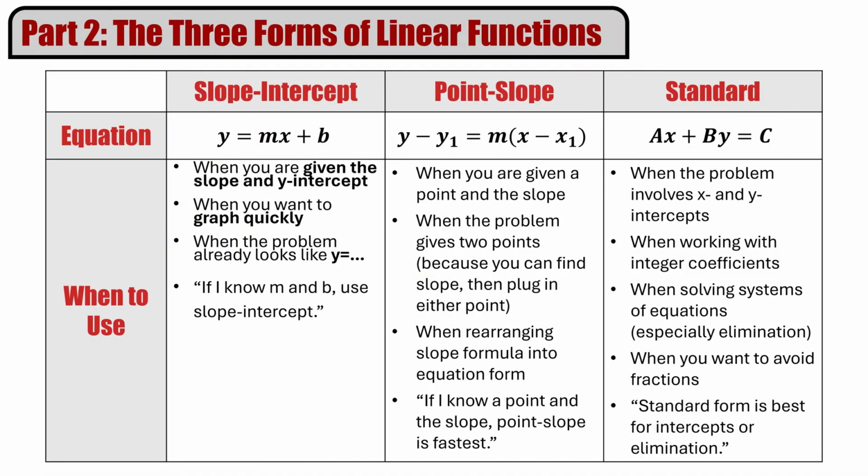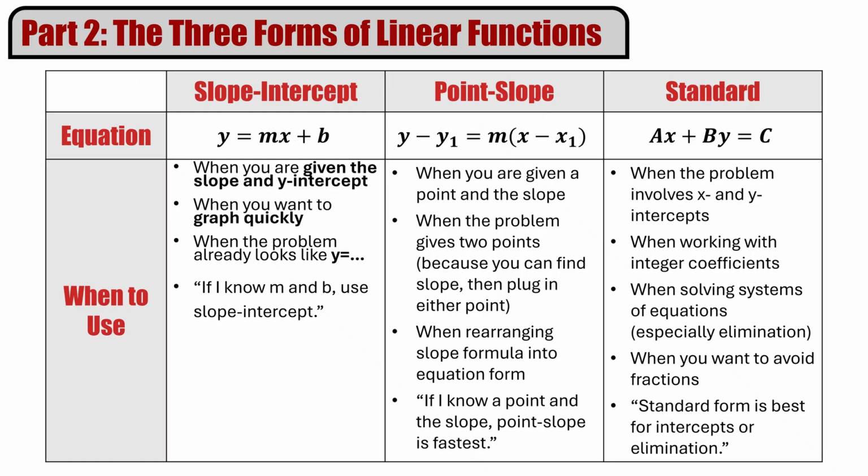Now let's compare the 3 forms of linear functions all in one place. Each form is useful in different situations, so understanding when to use each one will save you a ton of time. First, we have the slope-intercept form. y equals mx plus b. We use this form when we're given the slope and the y-intercept, or when we want to graph quickly. If the equation already looks like y equals, this is the easiest form to work with.